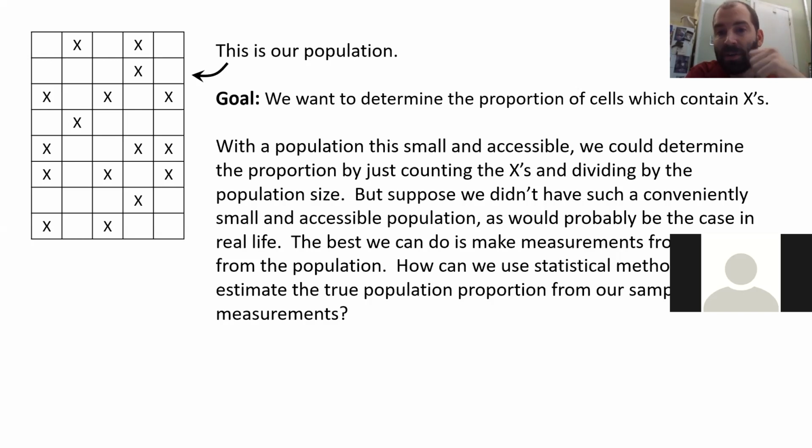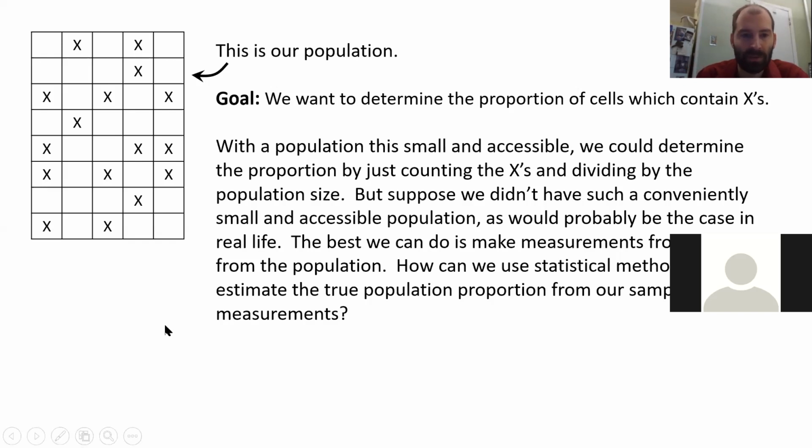But suppose that we didn't have such a conveniently small and accessible population, as would probably be the case in real life. In real life, you're probably sampling people from the population of humans, and there's many more than just 40 humans out there. There's millions, billions. So it wouldn't be this simple, okay? So we still want to go through the methodology. The best we could do is to make measurements from samples from the population. You would sample people.